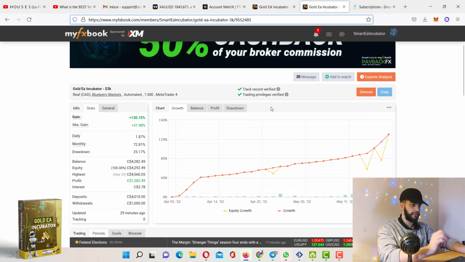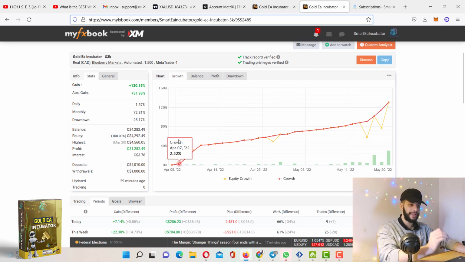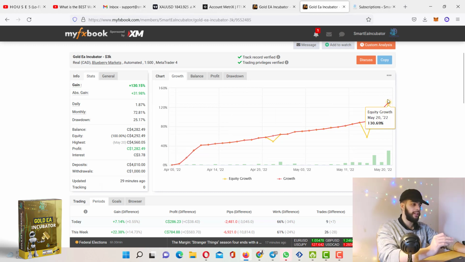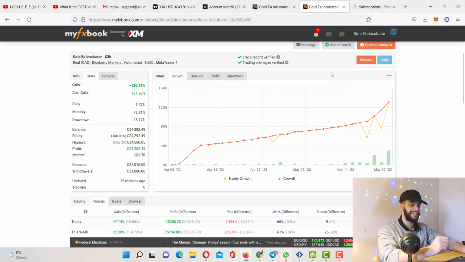And this is our next $3,000 account, which is a scaled one, and we deposited some money. It's 130% in profit since April 5th all the way to May 20th. And again, the same drawdowns happened in this account as well, which is $1,282 in profit, which is absolutely crazy, guys. Completely on autopilot, with no manual involvement or anything like that.